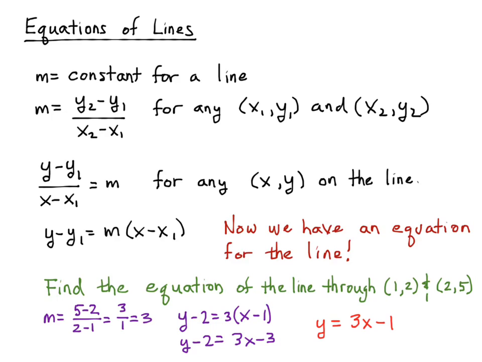Okay, so let's make a substitution. Both of these points should work in this equation. So if x equals 1, we have 3 times 1 is 3 minus 1 is 2, and we get our y value, so that works. And if x equals 2, we have 3 times 2 is 6, minus 1 is 5, and there's the y value there. So that's the way to check. You just put the original points back into the equation, and it should all work out for you.